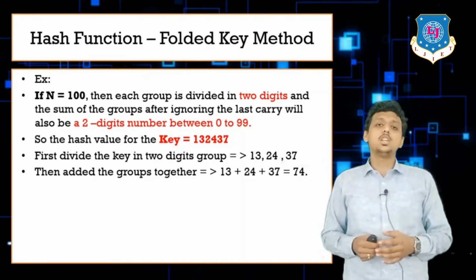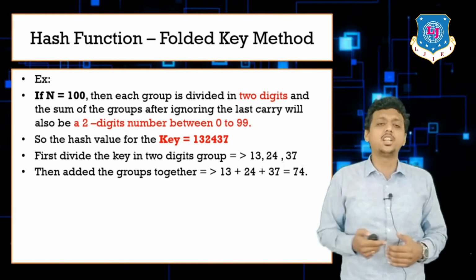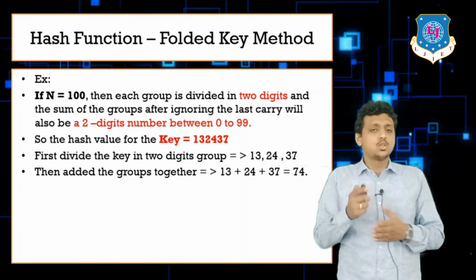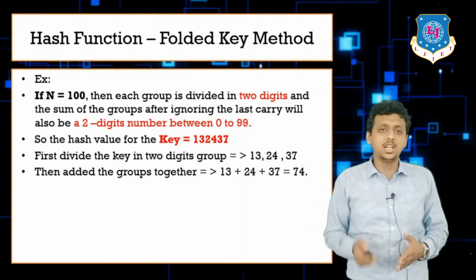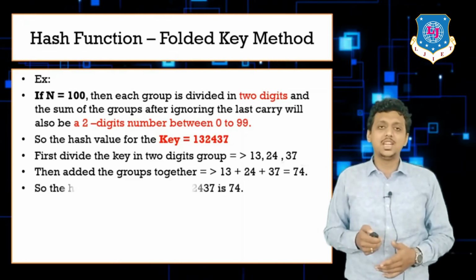Now the question is, suppose sir, if somehow my index value is greater than 100, then what to do? Because here our array is 0 to 99. So if you have index values like 247 or 348, then what to do? At that time you just need to ignore the first carry.